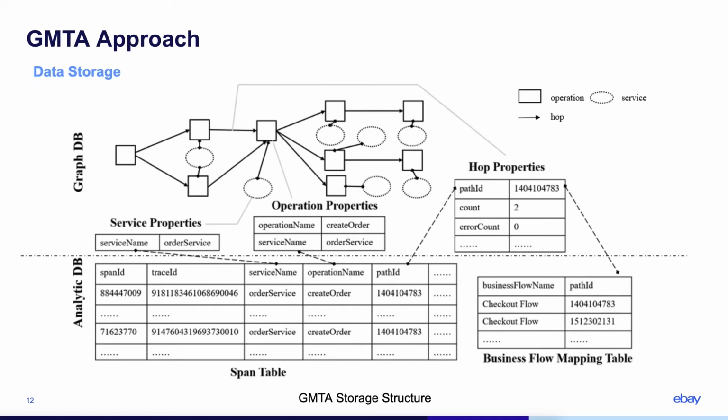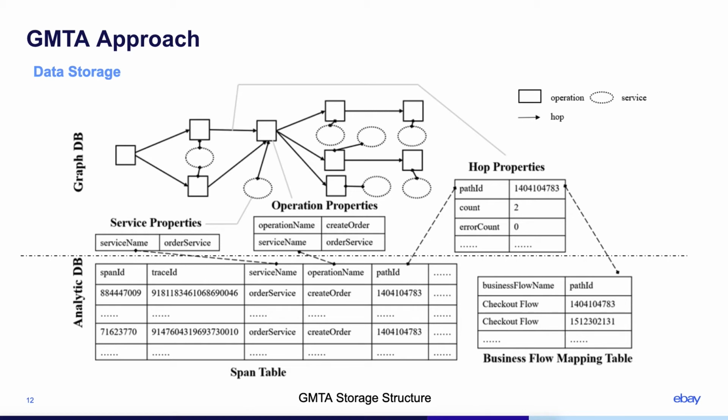Here is the data storage module. GMTA uses two types of database: analytical database and graph database. Analytical databases can aggregate the data in columns and provide efficient aggregation queries from massive data. The graph database stores the data in a graph structure and can support graph-based related queries, but its performance is poor when the data amount is large. GMTA uses a combination of the two.